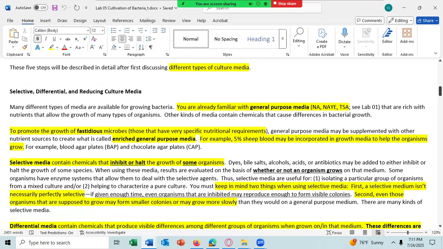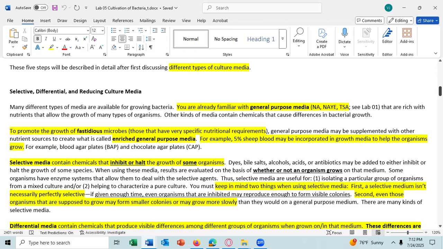We also have selective media that contain chemicals that inhibit or halt the growth of some microorganisms, but allow other microbes to grow. Keep in mind when you're using a selective media that the selective media isn't necessarily perfectly selective, meaning given enough time, an organism which is selected against may grow on it. And then second, even those organisms that are supposed to grow on the selective media may grow with smaller colonies or grow slower than they would on a general purpose media.